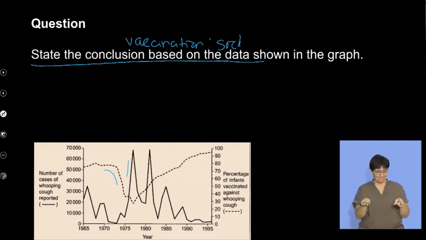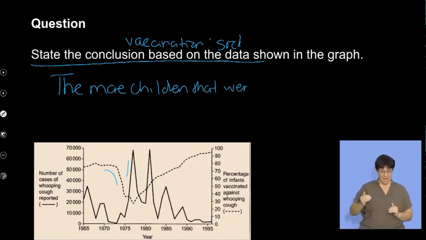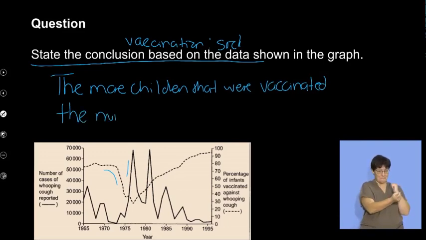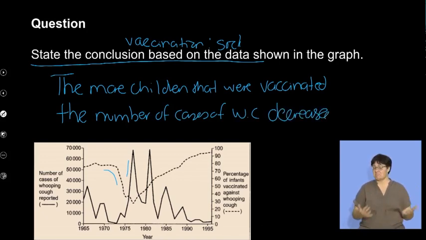And there definitely is. The conclusion is the more children that were vaccinated, the number of cases of whooping cough decreased. Or you can say it the other way around. So what can we conclude?